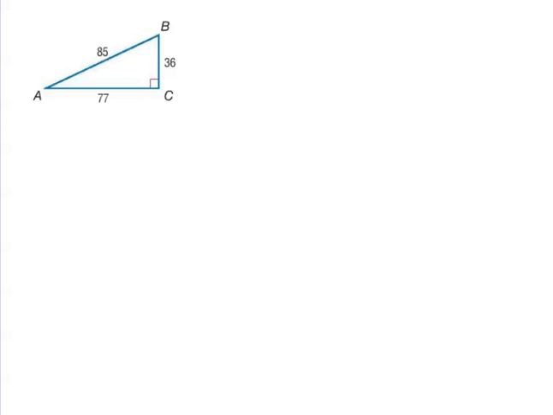Okay, oops, I'm skipping. Let's go back to this one. Okay, so we have a right triangle. I have sides 77, 36, and 85. Very first thing is to do what? Label. What side is the 85? Hypotenuse. What side is the 77? Adjacent? You don't know because you don't know the angle. This is the angle we're dealing with, A. So what side is 77 now? Adjacent. Very good.